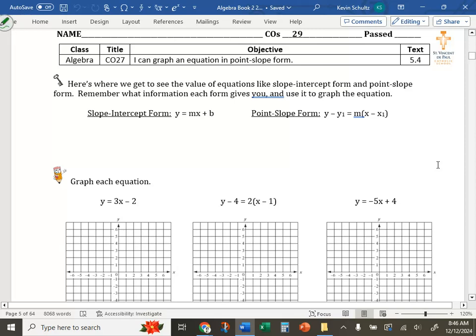We are tackling CO27 today, which is graphing an equation in point slope form.